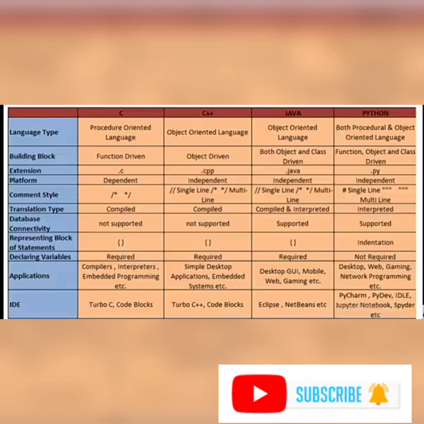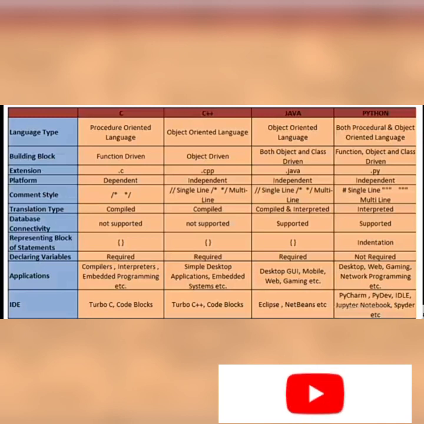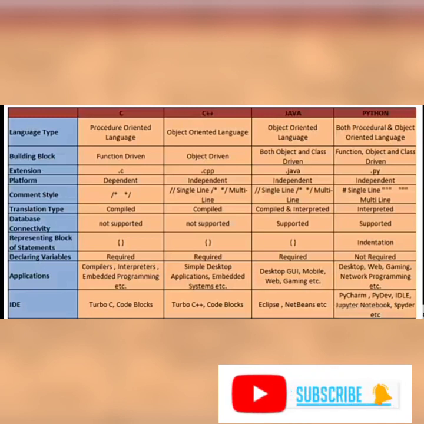And comment styles: you can see the comment styles. Slash with star we use in C programming, and in C++ we use double slash for a single line comment, and for multi-line purposes we use slash star. Java is also like the C++ comment style. In Python we use hash for a single line, and triple quotes for multi-line.